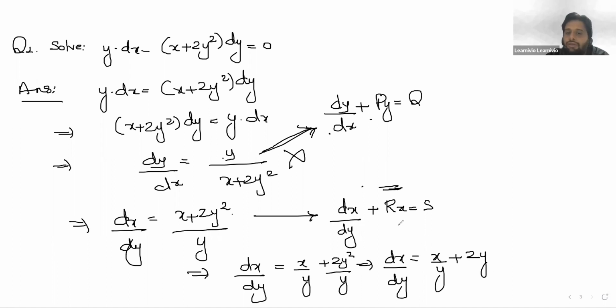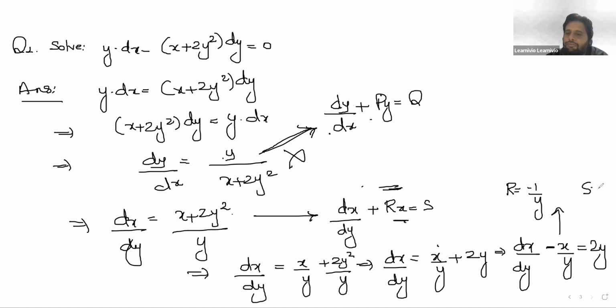Now on the left side, you need a term which consists of x. So that is this term. I am shifting this term here. dx by dy minus x by y is equal to 2y. And now compare this. So from this, you will get r is equal to minus 1 by y and s is equal to 2y. So we have seen here with dy by dx, we are not able to separate it. But when we change this into dx by dy, now we can solve this one. So r is minus 1 by y, s is 2y.